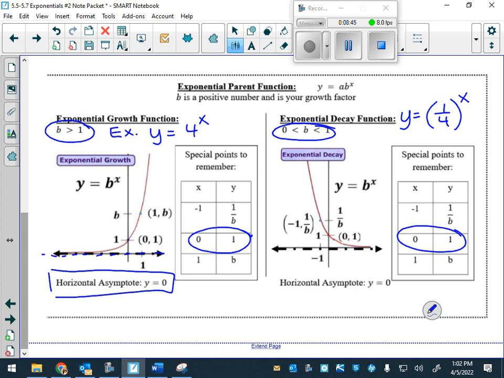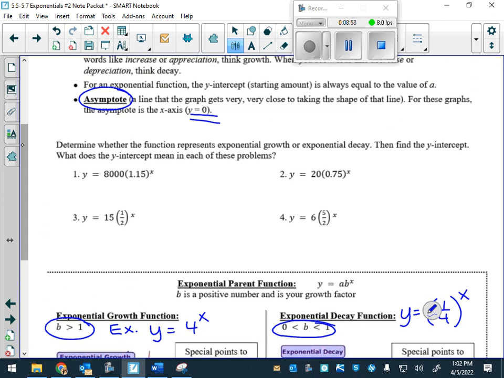Obviously, we're going to start off with just our basic parent functions, and then we move into transformations. But they have not changed from what we're used to. Okay? If you look above, it's identifying if the graph is growth or decay, remembering what we just went through. So looking at number 1, what is our b value? Danielle? This is our b value, 1.15. Is that greater than 1 or in between 0 and 1?